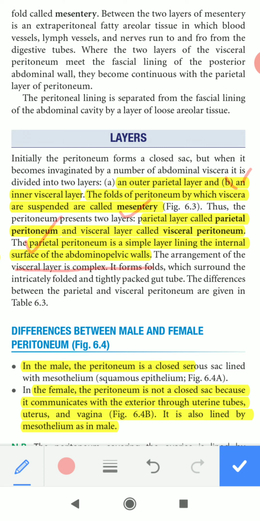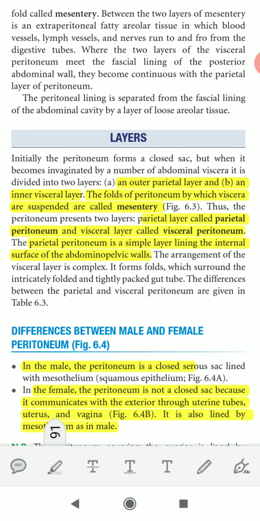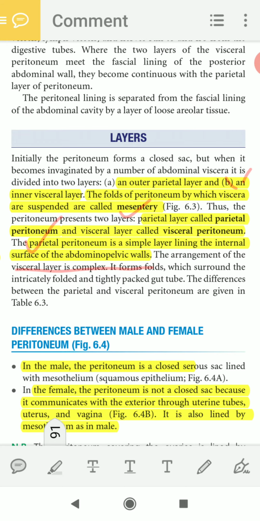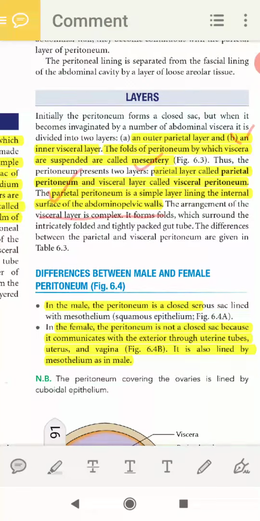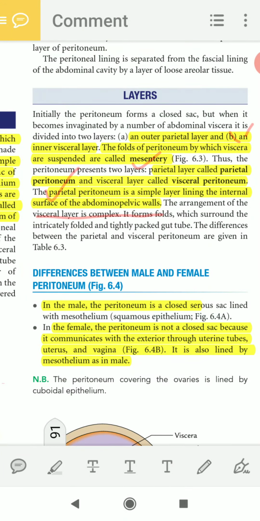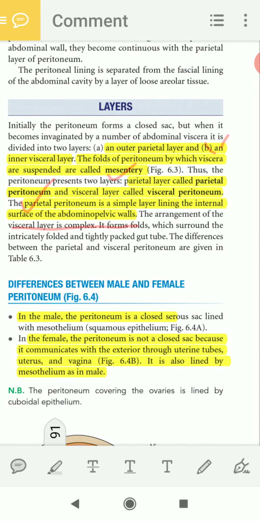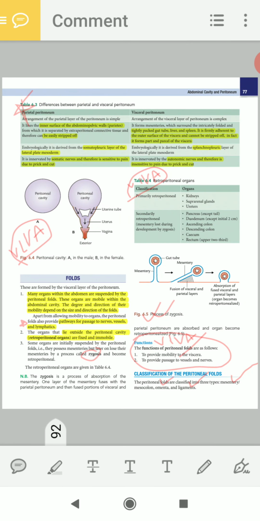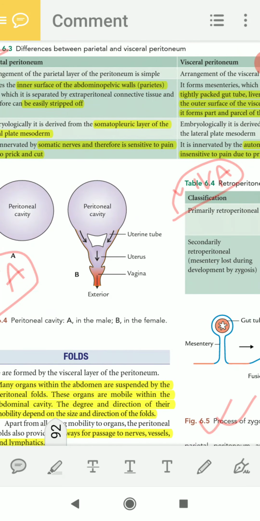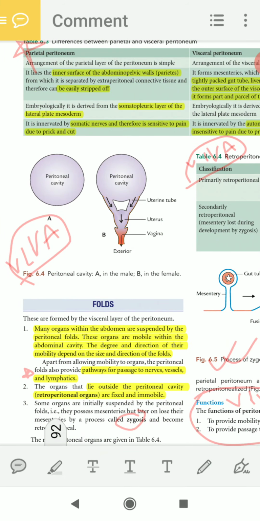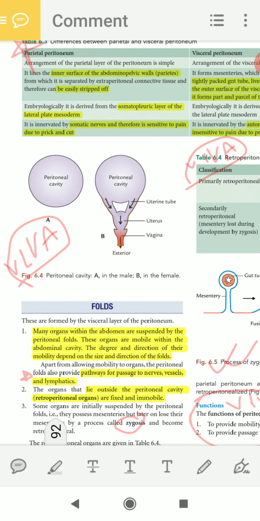Okay, and actually the visceral peritoneum is part and parcel of the viscera. It is attached with the viscera. Now it is good we have to know a difference. What is the difference between parietal peritoneum and visceral peritoneum?